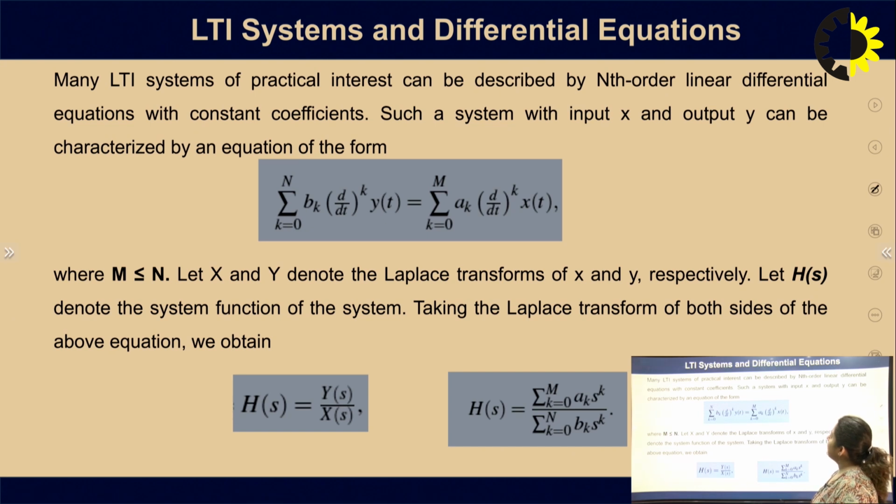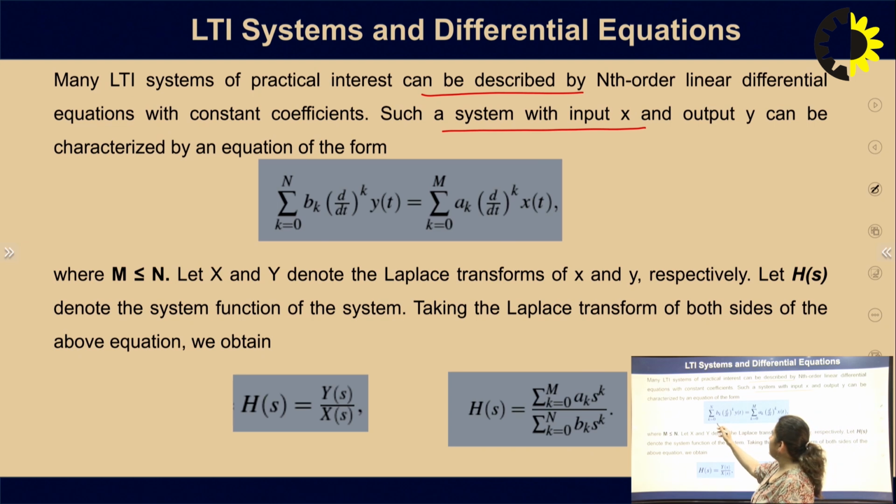So now, LTI systems and differential equations. Many LTI systems of practical interest can be described by an nth order linear differential equation with constant coefficients. Such a system with input x and output y is characterized by an equation of the form: summation over k equals 0 to n of bk d^k/dt^k of y(t) equals summation over k equals 0 to m of ak d^k/dt^k of x(t). This is a relation between the input and output signals.